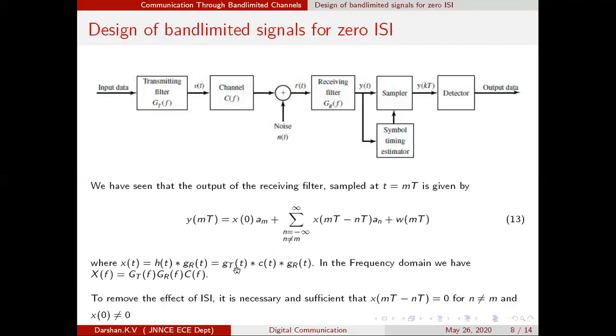Or in other words, whenever you think about x of t, what you are supposed to get in your mind is that I am considering the transmit filter, the channel, and the receiving filter.